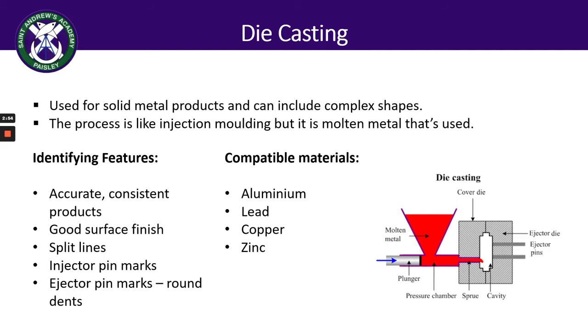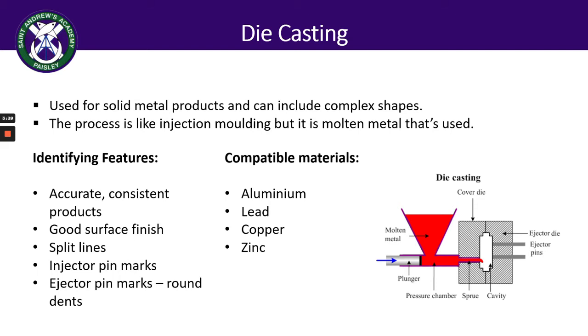So how can we tell if a product has been die cast? We can look at some of the identifying features associated with it. Typically a solid metal product, and it could have a pattern on the surface or writing on the surface. You get a really good surface finish with this type of process. You get a good strength to weight ratio. You can see split lines sometimes in the end product where the two parts of the die have come apart, and injection marks where the molten metal has been put in, or the ejector pin marks where the product's been pushed out of the mould, out of the die.